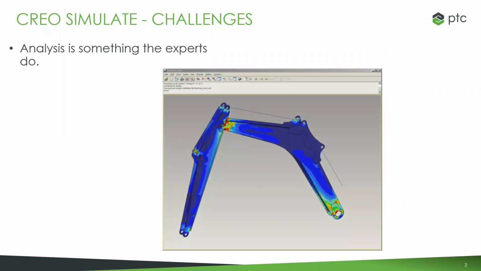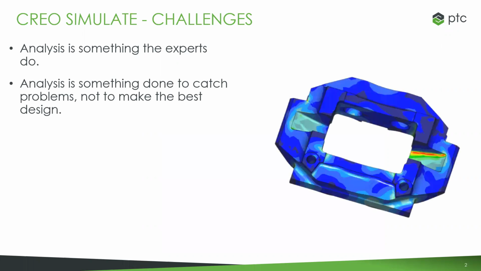When you look at analysis and FEA in general, it's typically seen as something that only the experts really do. It's not something that your designers manage. It's something where I just build the parts, I send them off to the analysts, they tell me if it's good to go or not, right? It becomes more of a process of I create the model and then you tell me if it's going to work, where it should be more of a collaboration.